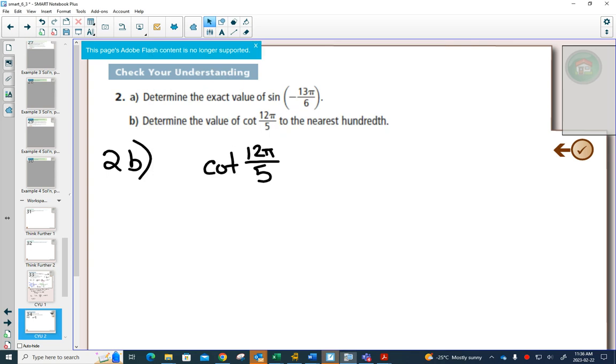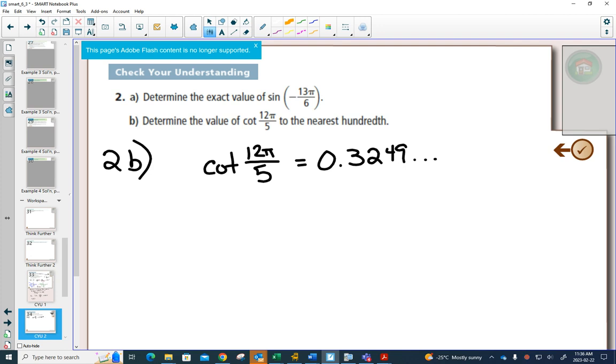Because you could type this into your calculator. If you were in degrees, this would be cotangent of 12 pi over 5 degrees, which is different than 12 pi over 5 radians. Okay? Next, I want you to think about how you would type this in. Try it, because there are a lot of common mistakes that happen in this question. Please type it in and see if you get 0.3249.